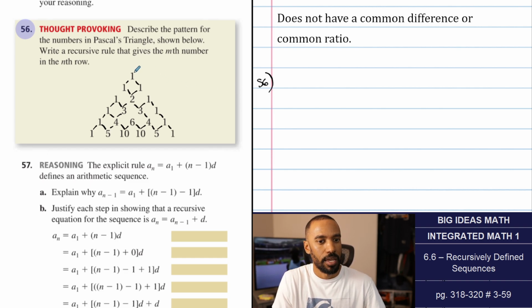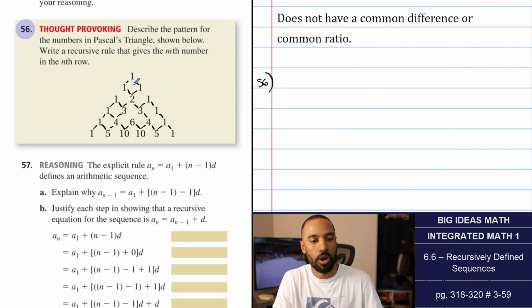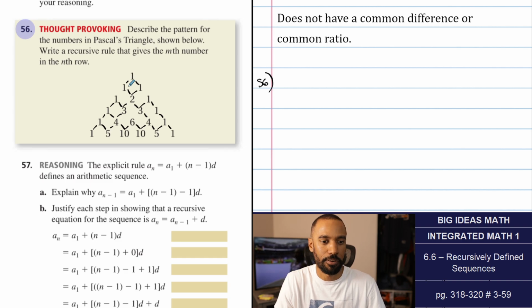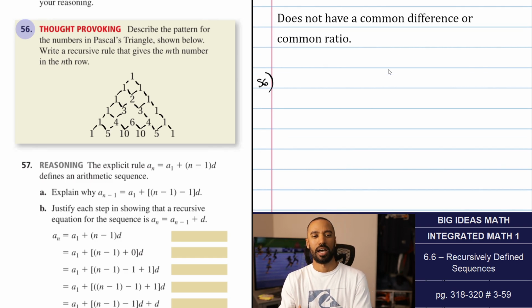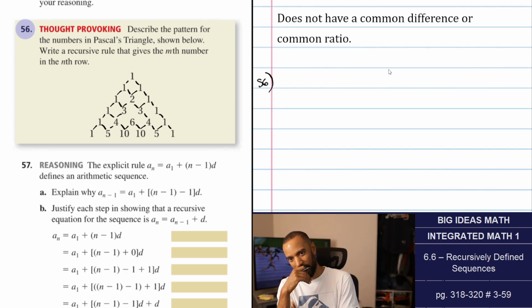For example, the first row is technically considered the 0th row whenever we actually do Pascal's triangle. So I'm wondering if that's how I should call it. This is going to be a little tricky. It is thought-provoking.